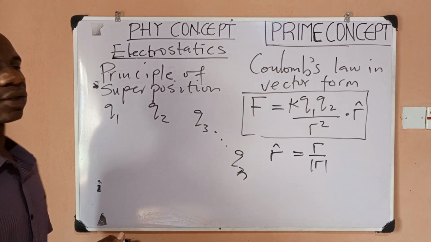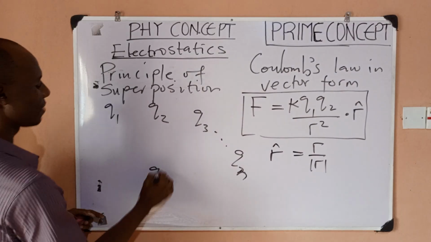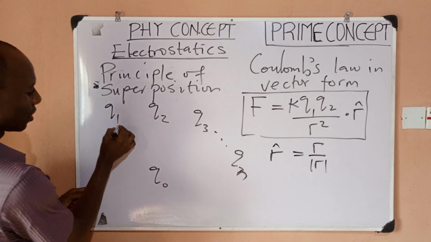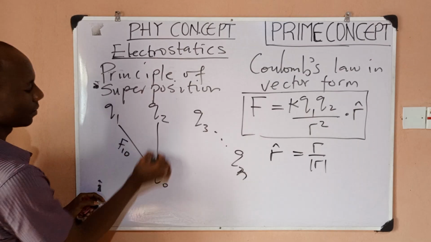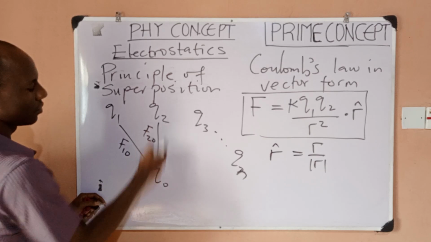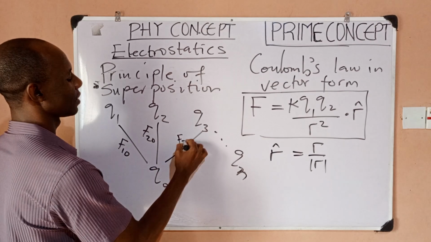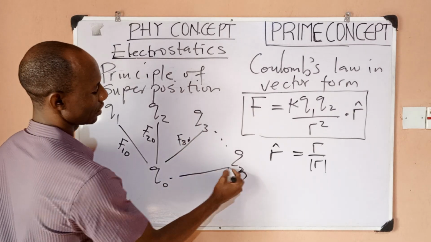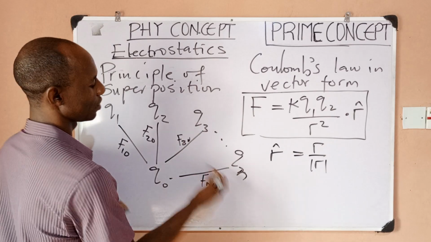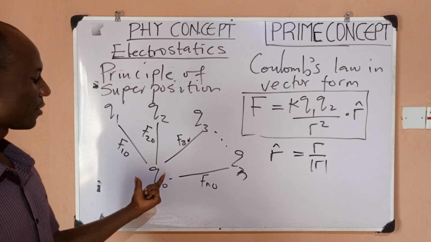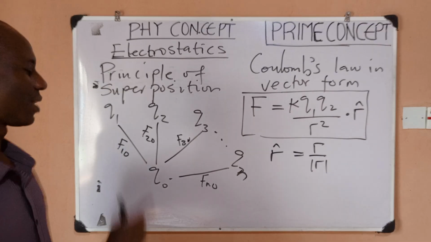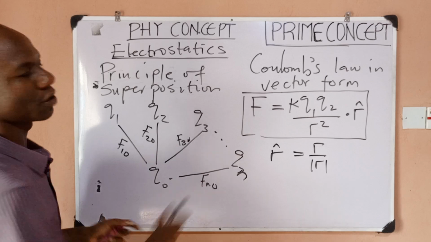We can have so many, Q5 and so on. And then we have the test charge here, Q0. So this is the force this would exert on this, F20, the force. This F30, the force. And this is Fn0, the force. Now, according to the principle of superposition, the net force that Q0 would experience is going to be the vector sum of each of these forces.